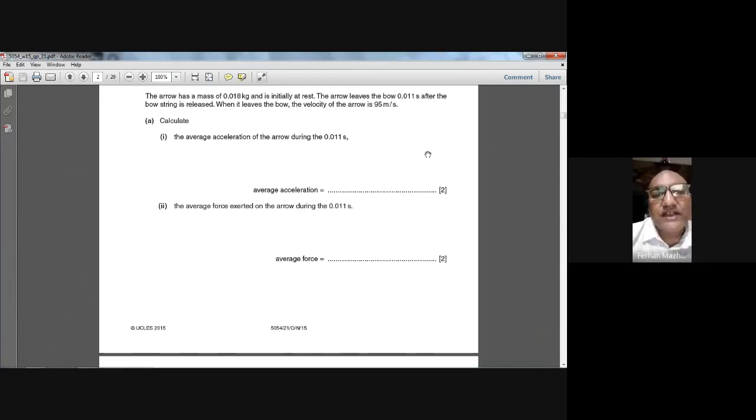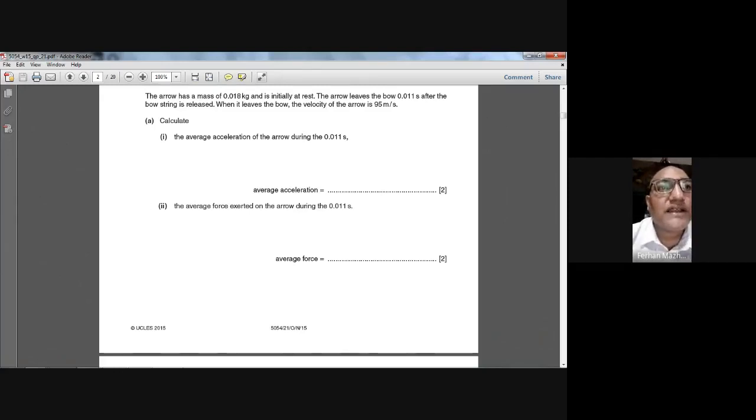You know, the formula for the acceleration is change in velocity divided by time. Acceleration is equal to v minus u divided by t. So it will be 95 minus 0 divided by 0.011, equals 95 divided by 0.011, and the answer will be 8.6 × 10^3 meters per second squared.